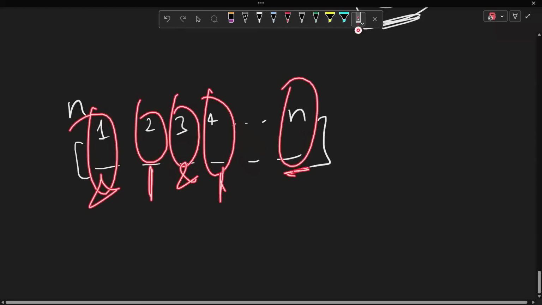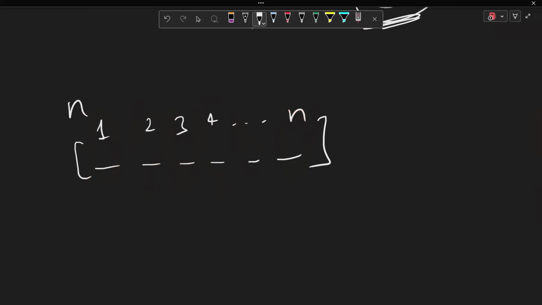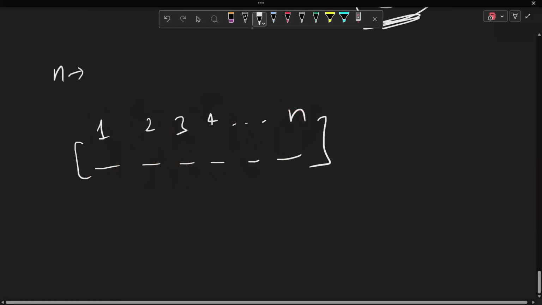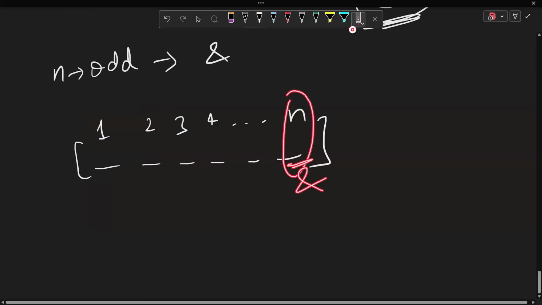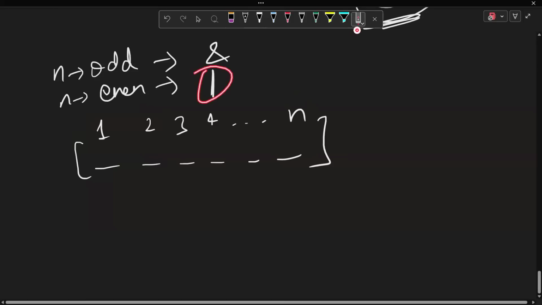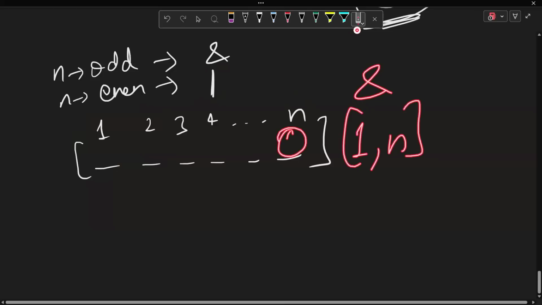What would you end with depends on n. If n is odd, then at the end you do an AND. The final operation is an AND operation. And if n is even, the final operation would be an OR operation. One thing is for sure, whenever you do an AND, the numbers you have would be from the range 1 to n only. So the last number would be something in the range 1 to n.